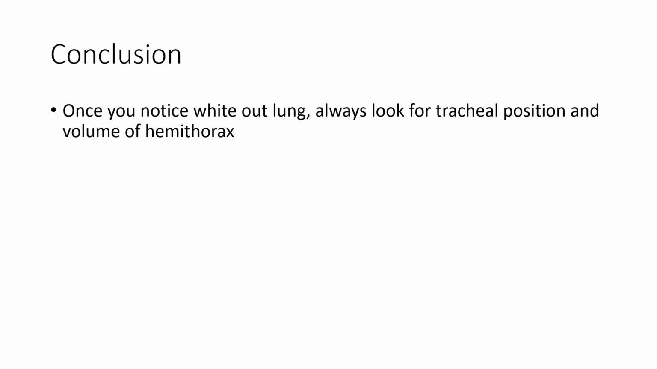So, conclusion: whenever you see a whiteout of a hemithorax, the next step is to look at the trachea. If the trachea is central, then it can be a consolidation. If the trachea is shifted to the opposite side, then it can be a massive effusion. If the trachea is shifted to the same side, then it can be either a collapse or a pneumonectomy. You have to be very clear on this, right? So for a whiteout, always look for the tracheal position.